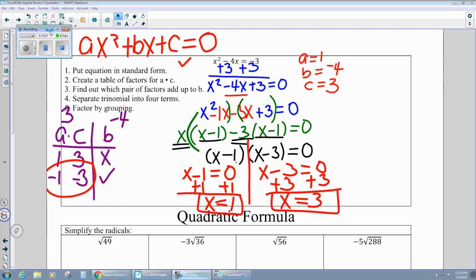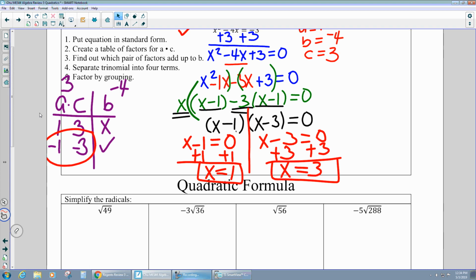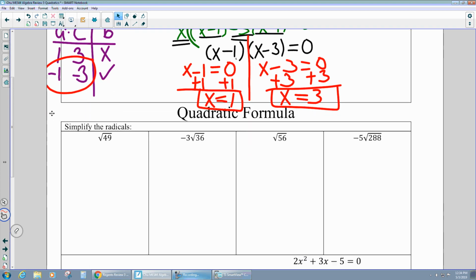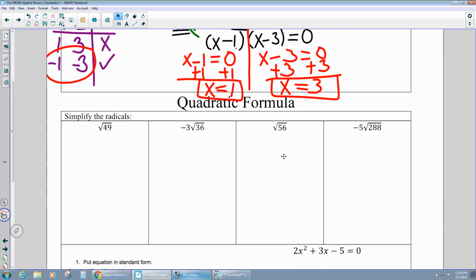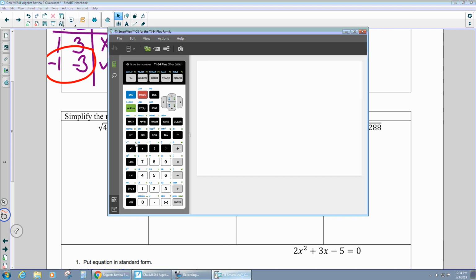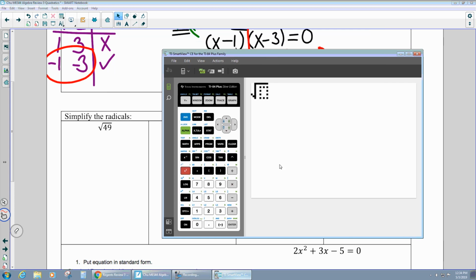Okay, so let's continue. We're going to work on the quadratic formula. Please make sure you have your graphing calculator with you. We're just going to try to simplify these radicals before we start using the quadratic formula. The square root key is right here above the x squared. We have to press the second button to access it. So the first question says the square root of 49. And I get that that's going to be 7.